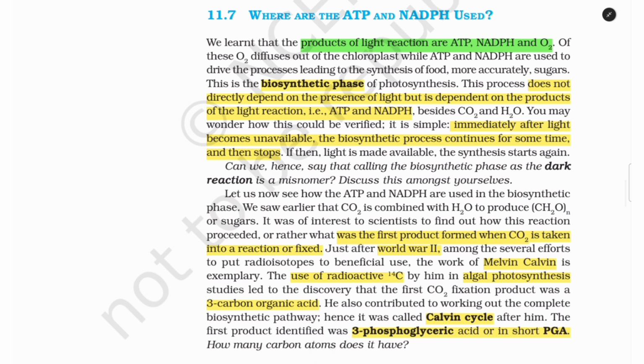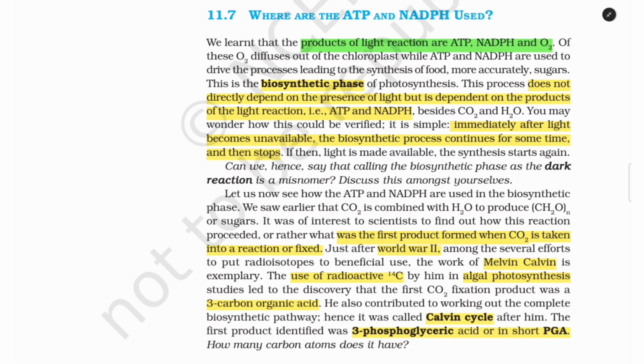11.7. Where are the ATP and NADPH used? We learned that the products of light reaction are ATP, NADPH and O2. Of these, O2 diffuses out of the chloroplast while ATP and NADPH are used to drive the process leading to the synthesis of food, more accurately sugars. This is the biosynthetic phase of photosynthesis.